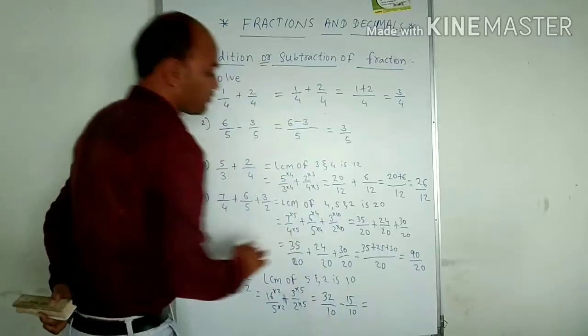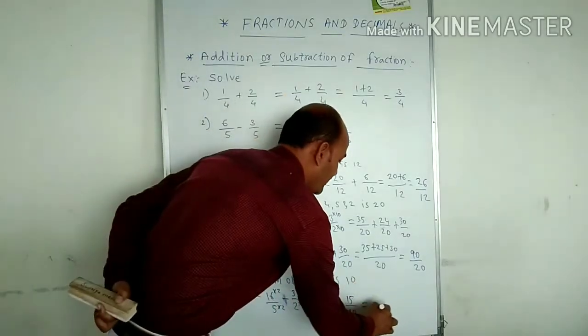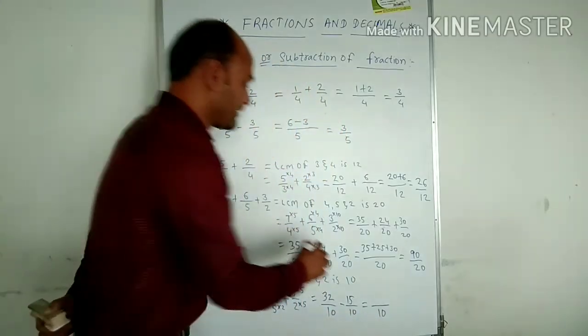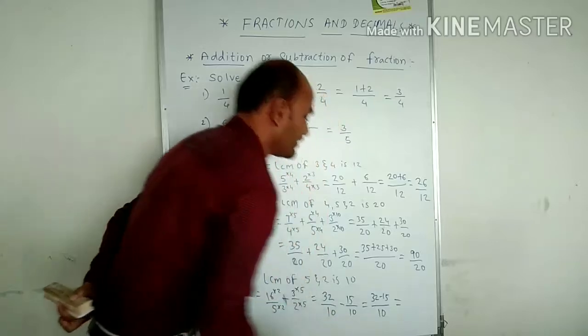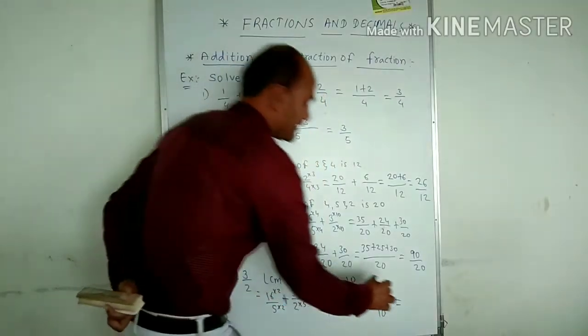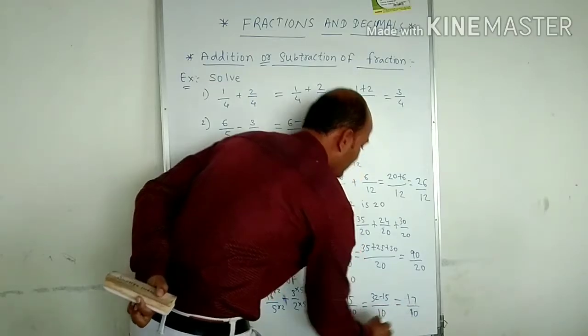Now we got the same denominator, so we take 10 as the common denominator. 32 minus 15 is 17. So 17 upon 10 is the answer.